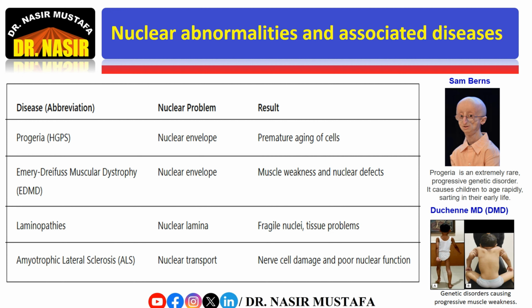in the cell nucleus. Progeria, or Hutchinson-Gilford Progeria syndrome, HGPS, affects the nuclear envelope and causes cells to age prematurely. Emery-Dreifuss muscular dystrophy, EDMD, also involves the nuclear envelope, leading to muscle weakness and nuclear defects. Laminopathies affect the nuclear lamina, resulting in fragile nuclei and tissue problems. In amyotrophic lateral sclerosis, or ALS, defects in nuclear transport damage nerve cells and impair nuclear function.